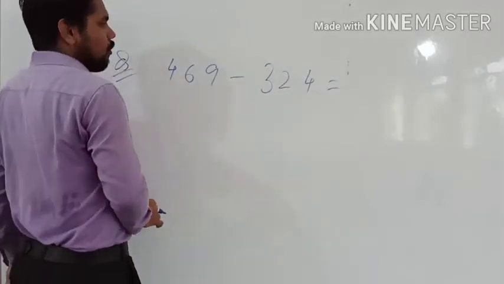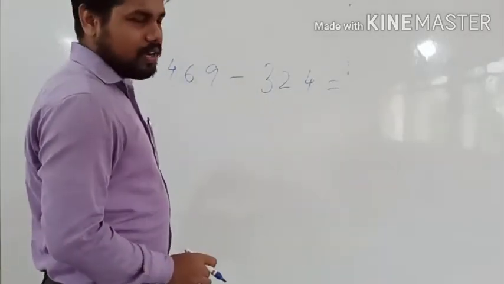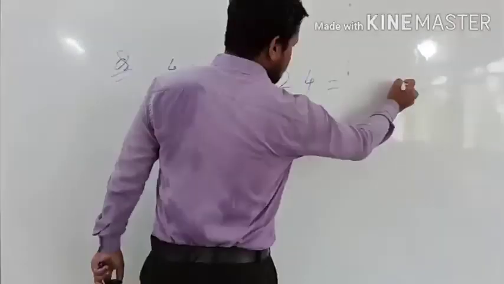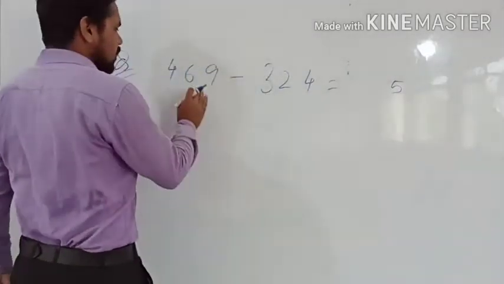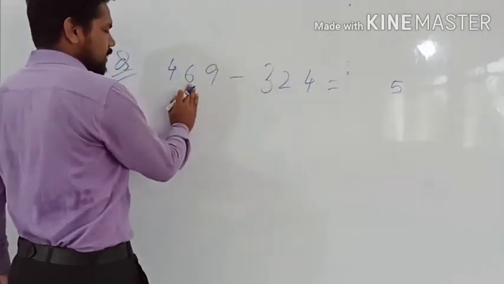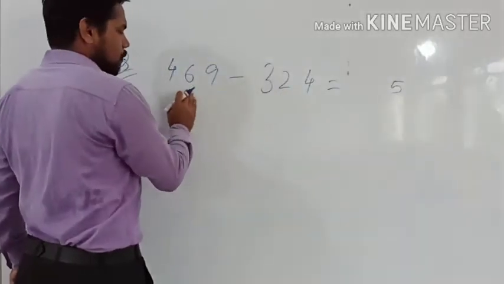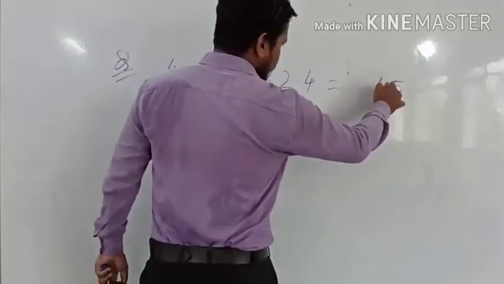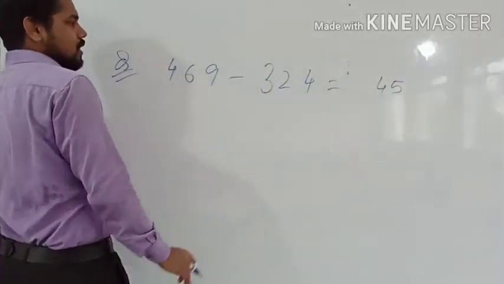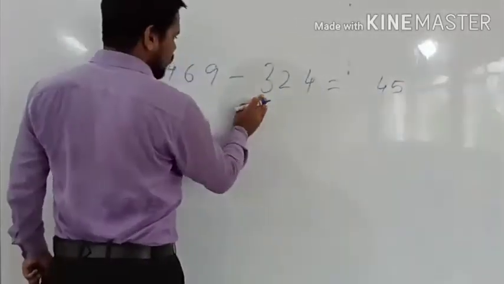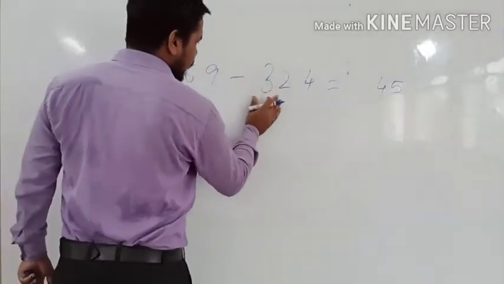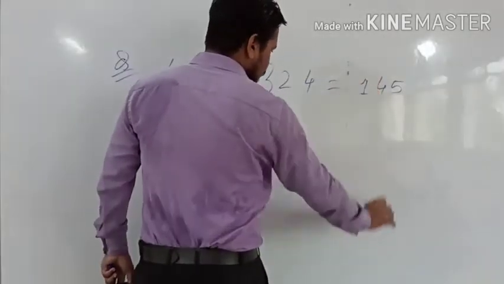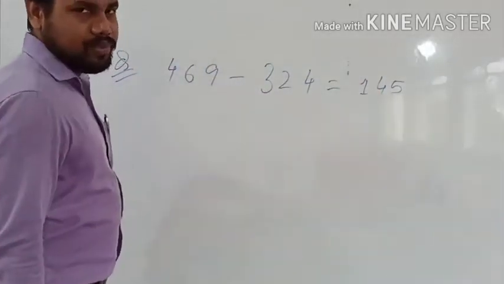So we know 4 plus how much is equal to 9? 4 plus 5 is 9. So in the ones place it will be 5. Next we will come to the tens place. Here is 6 and here 2. We check 2 plus how much is equal to 6. We know 2 plus 4 is 6, so it will be 4 in the tens place. Now we move to the hundreds place. Here we have 4 and here we have 3. So 3 plus 1 is equal to 4. So the difference of these two numbers is this much.